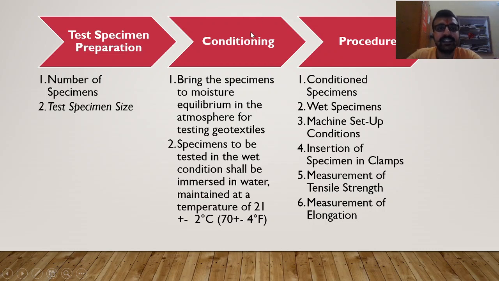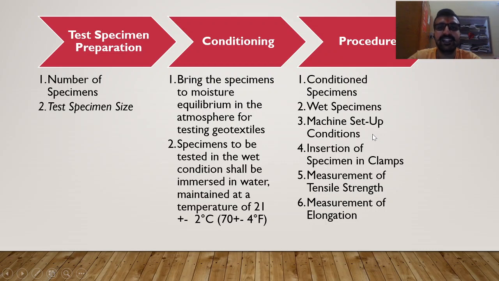This helps maintain specimen integrity during the test. Now the conditioning is being done to provide the site conditions. Bring the specimen to moisture equilibrium in the atmosphere for testing geotextile. A specimen to be tested in the wet condition shall be immersed in water and maintained at a temperature of 21 degrees Celsius. Now the procedure here is covered as follows.